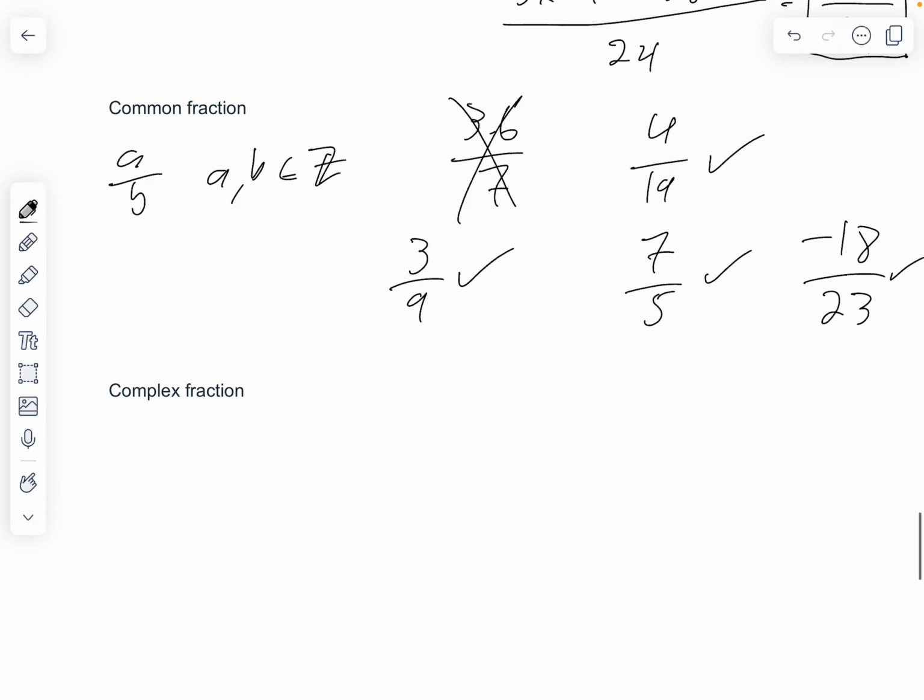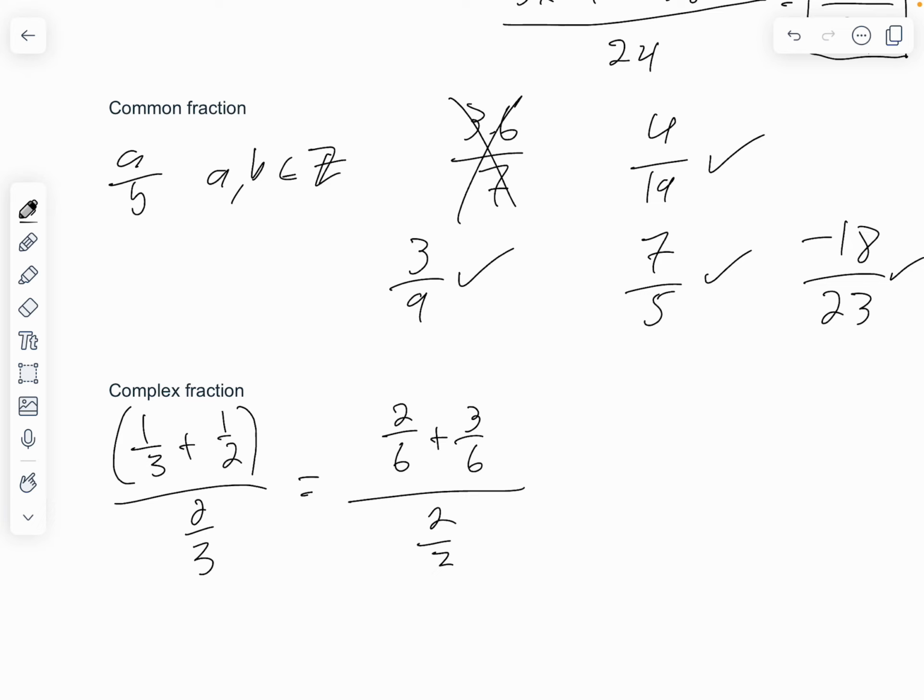A complex fraction is more complicated, obviously. It has a fraction on the top or bottom of the fraction bar. So like 1/3 plus 1/2 over 2/3, something like this. That's a complex fraction. And to simplify that, remember there are implied brackets here, so we're going to do that first. So 1/3 plus 1/2, that's 2/6 plus 3/6.